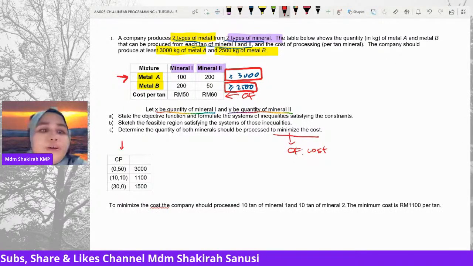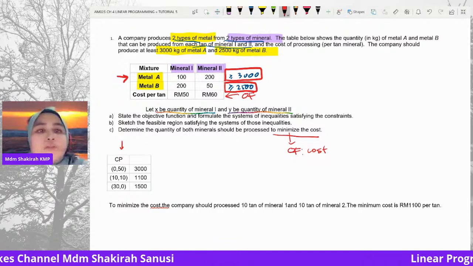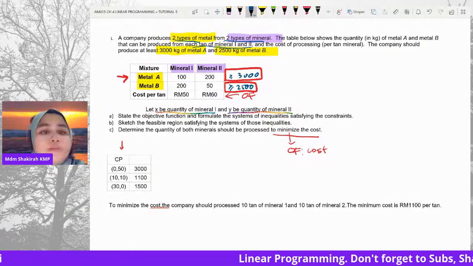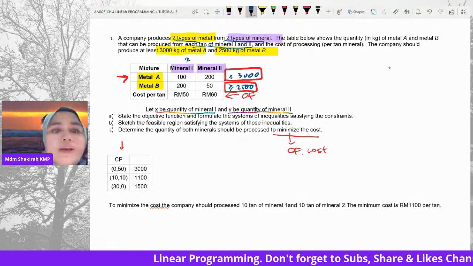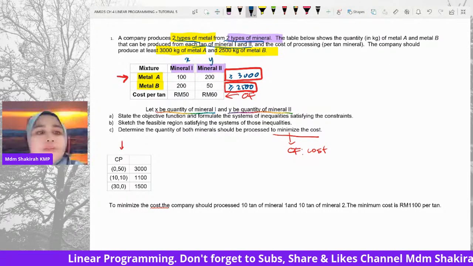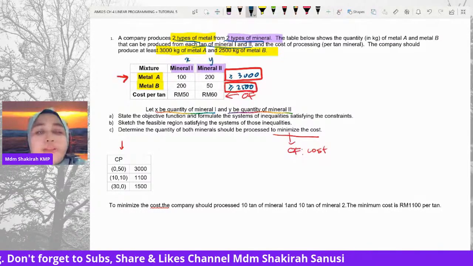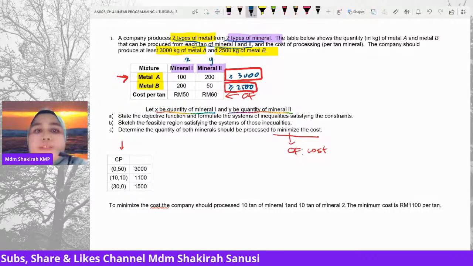3,000 of metal B. So it is written at the bottom. So your work is very easy. Let X be the quantity of mineral 1 and Y be the quantity of mineral 2. State the objective function. So we don't know our objective function yet.